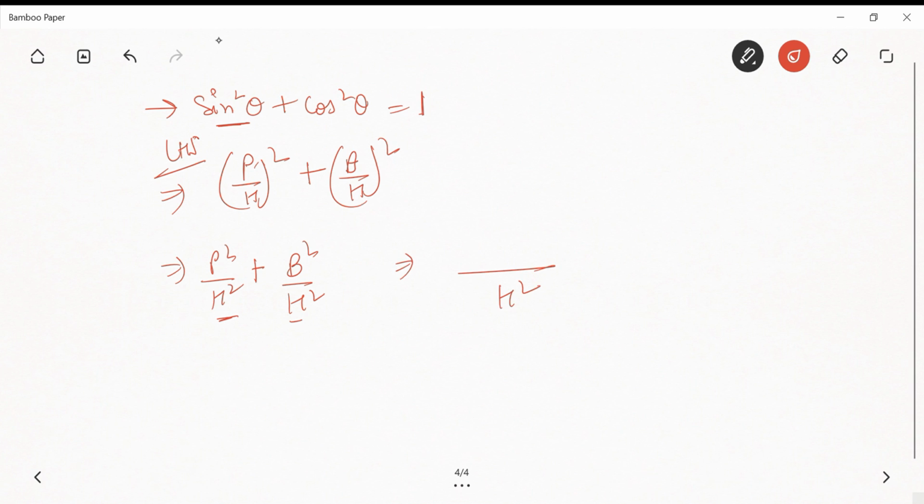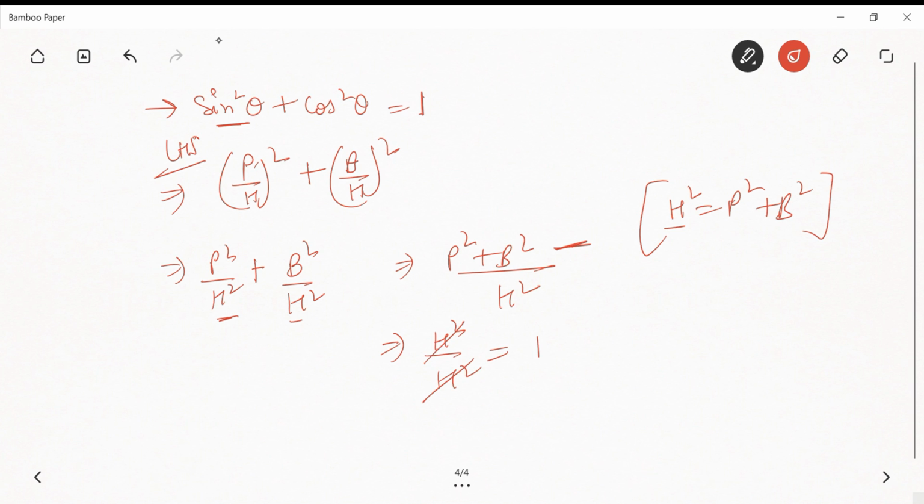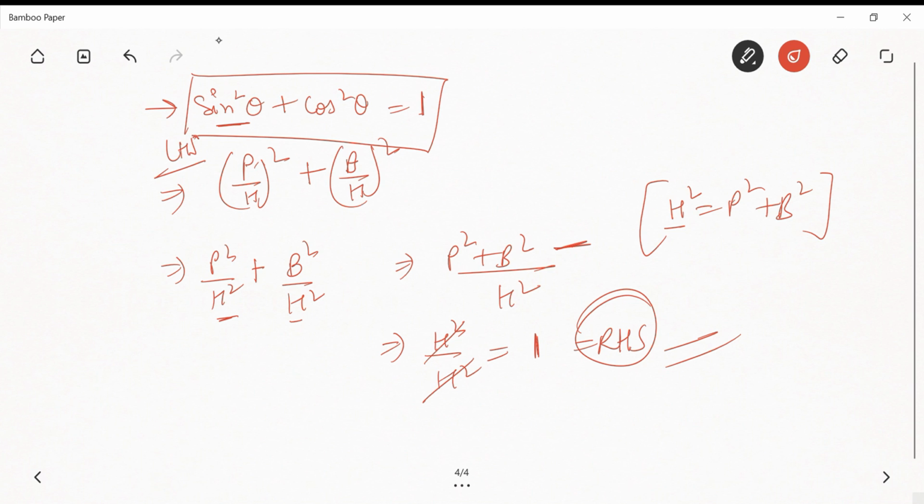In the numerator, we will get perpendicular square plus base square. Now we know the identity that hypotenuse square is equal to perpendicular square plus base square. So in the numerator, in place of p square plus b square, we can write h square. So h square by h square; if you cancel it out, you will get 1, which is equal to RHS. So this is your first identity, that is sine square theta plus cos square theta is equal to 1.